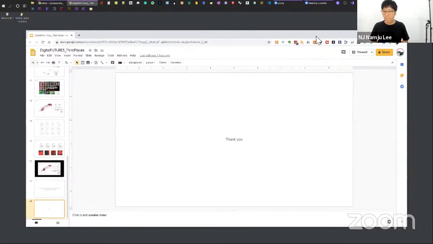So the data is really important in this project. I think I need to think about the definition of the third place, and even if we couldn't get the right third place data, I think there are a lot of ways to measure or collect third place data indirectly. Yeah. Any other question?